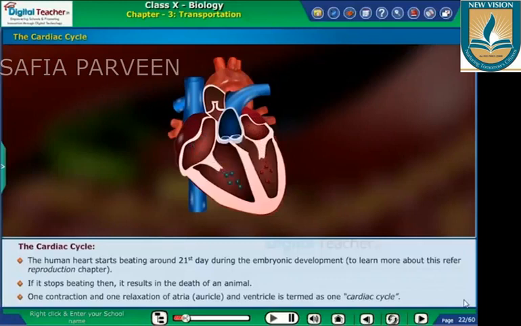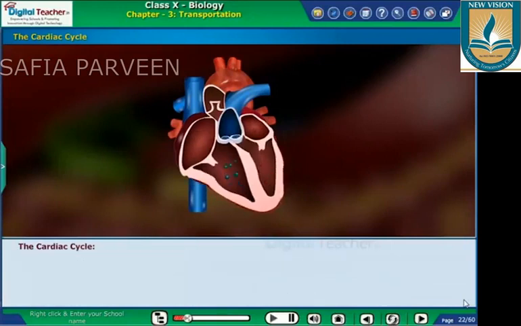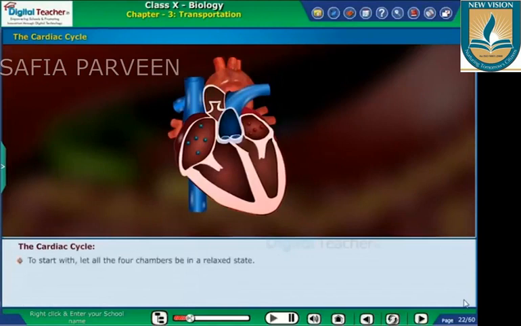Cardiac cycle is one contraction and one relaxation of auricles and ventricles. They do not contract and relax at the same time, but auricles and ventricles both should contract, both should relax, then only cardiac cycle will complete. Initially, the four chambers of heart are in relaxed stage.